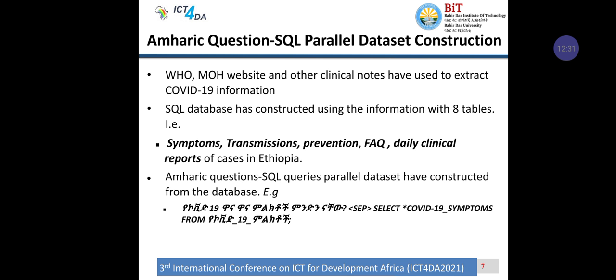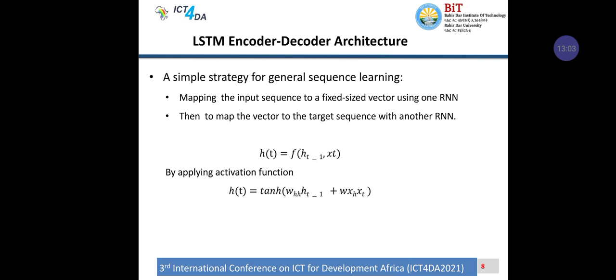Why we focus on symptoms, transmission, and prevention is fundamentally because people worry about how to prevent, how COVID-19 transmits, and what the important symptoms of the pandemic are at the time. So we constructed questions and parallel queries on those important concepts. Good. So let me proceed to the method we have employed.